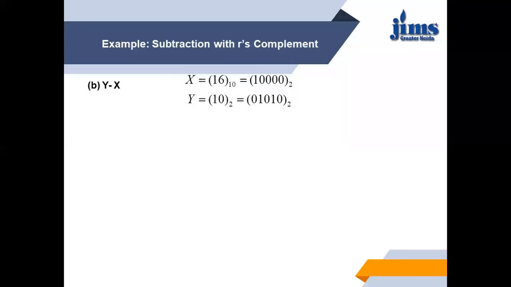So how to calculate 2's complement? First, calculate the 1's complement of x. Here is x, and the 1's complement can directly be taken by replacing 0 by 1 and 1 by 0. So here it comes to be 0 1 1 1 1. Then add plus 1, and you will get the 2's complement of x.